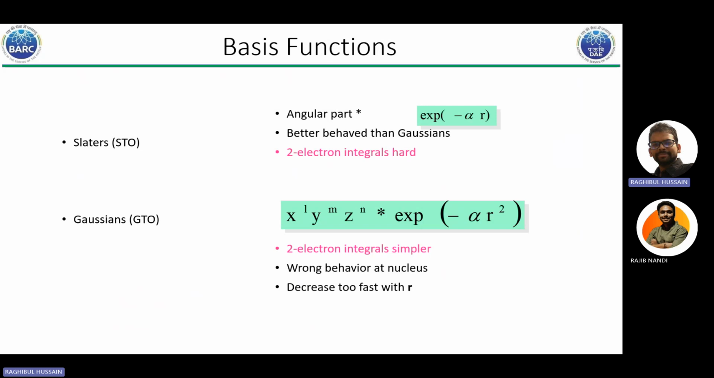Who is using Gaussian here? So you are using 6-311. Do you understand what is the meaning of 6, what is the meaning of 3, and what is the meaning of the others?